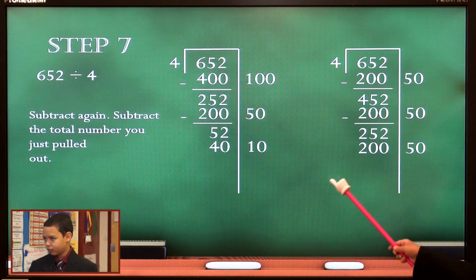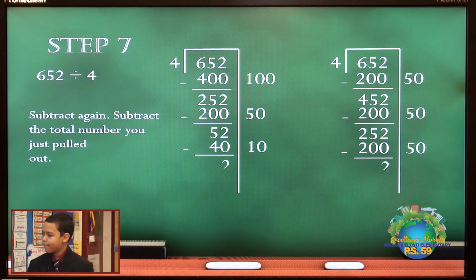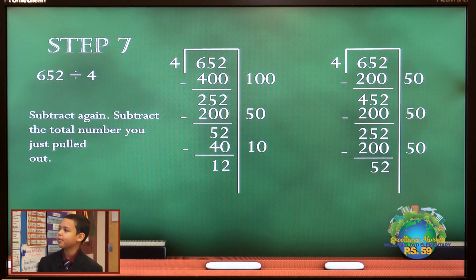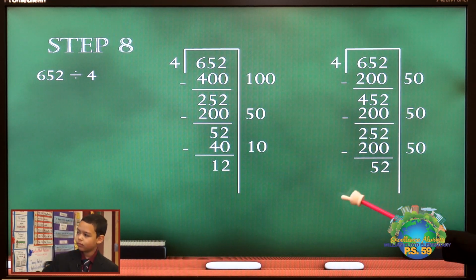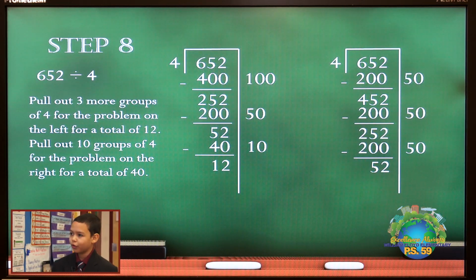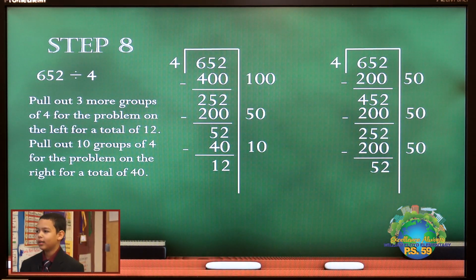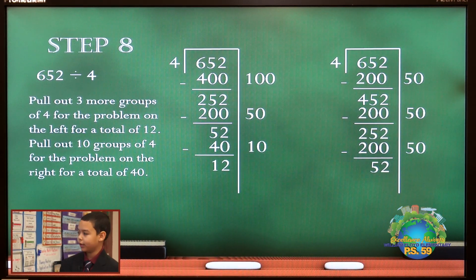Subtract. So the problem on the left would give you 12, and the problem on the right would give you 52. Pull out 3 more groups of 4 for the problem on the left for a total of 12. Pull out 10 groups of 4 for the problem on the right for a total of 40.